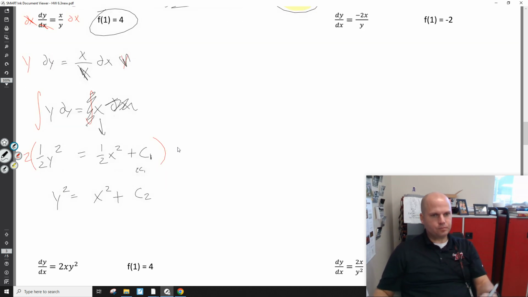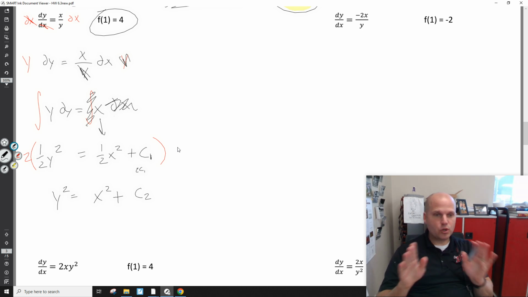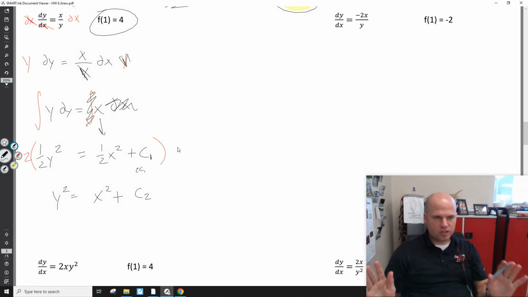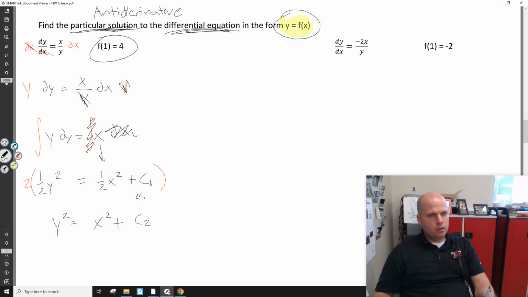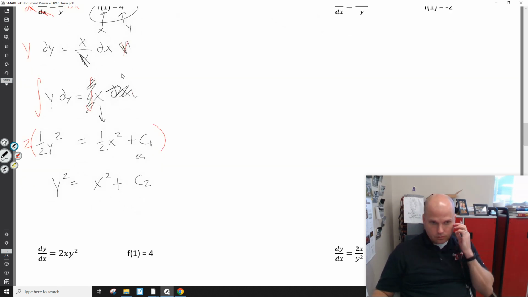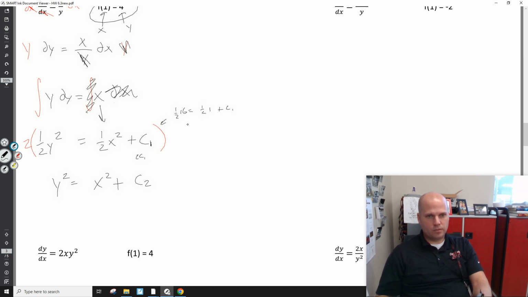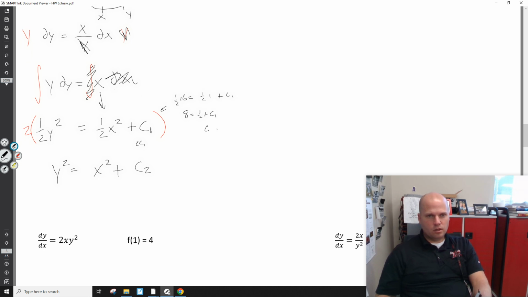Let me show you. And again, you could find c whenever you want. You could wait till you solve for y to find c. And this is new because usually you had everything solved for y. 1 is an x, 4 is a y. You could plug in, let's do it here, 1 and 4, giving me 1/2 times 16 equals 1/2 times 1 plus c1. That's 8 equals 1/2 plus c1. c1 equals 15 halves. Cool.